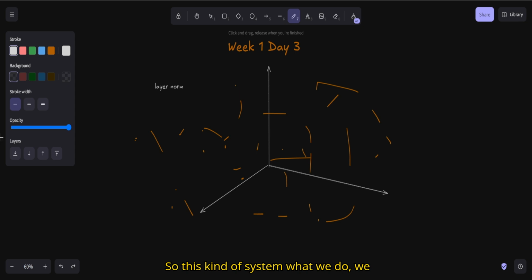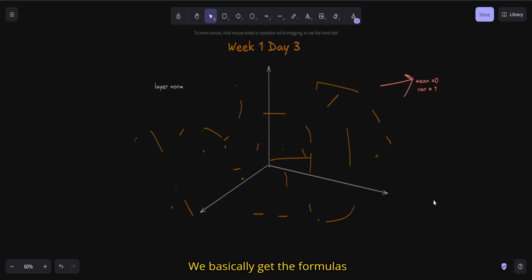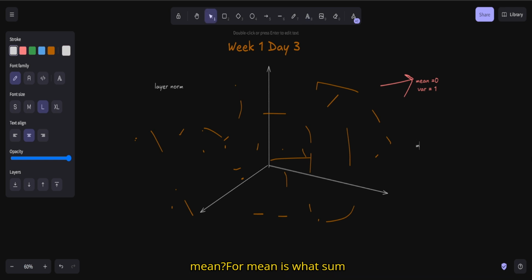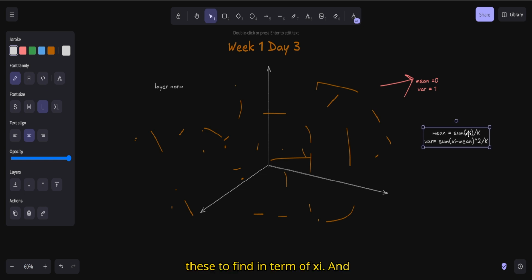So this kind of system, we try to bring this random system into something which will have a mean of 0 and a variance of 1. So how do we aim to do this? We basically get the formulas of mean. What is the formula of mean? Mean is the sum of xi by k, where k is the total number of terms, and variance is the sum of xi minus mean whole square by k, right?